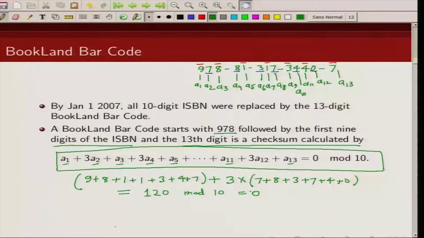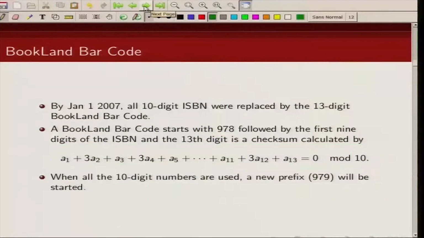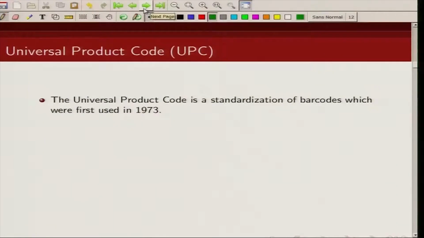So you can see from this example that this check digit is correct, because A13 plus this should be 0 mod 10. So this is an example of a Bookland barcode, and all the books now have these 13-digit ISBN numbers. Now once they get exhausted with this 978 prefix, they will start numbers with 979.